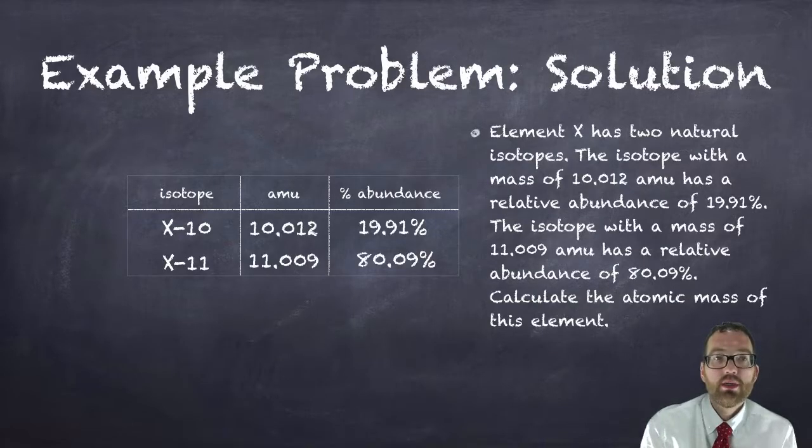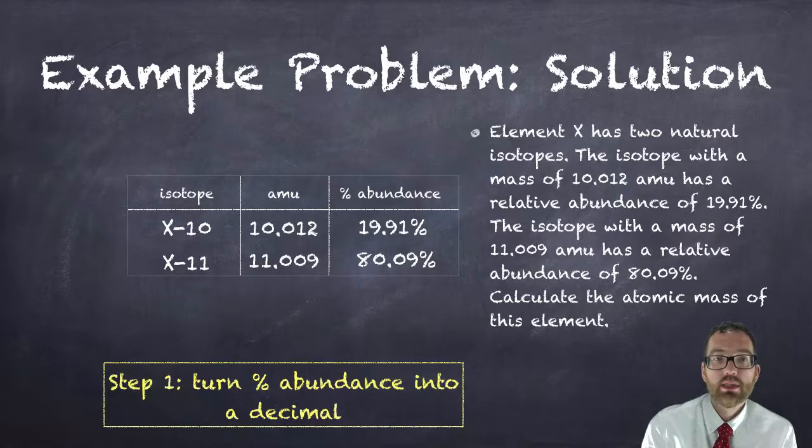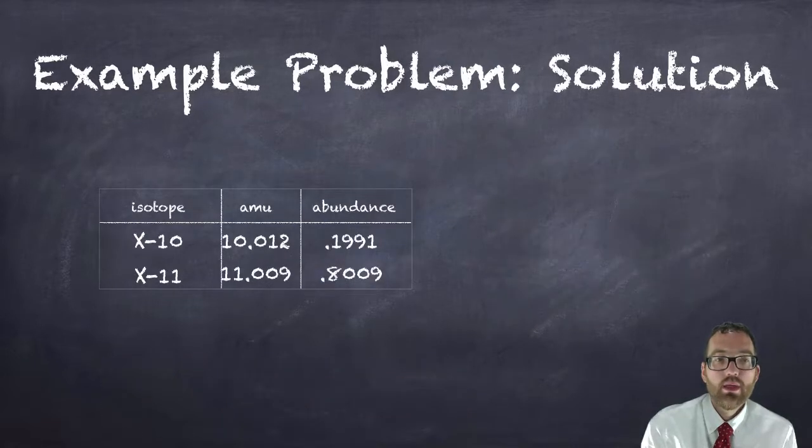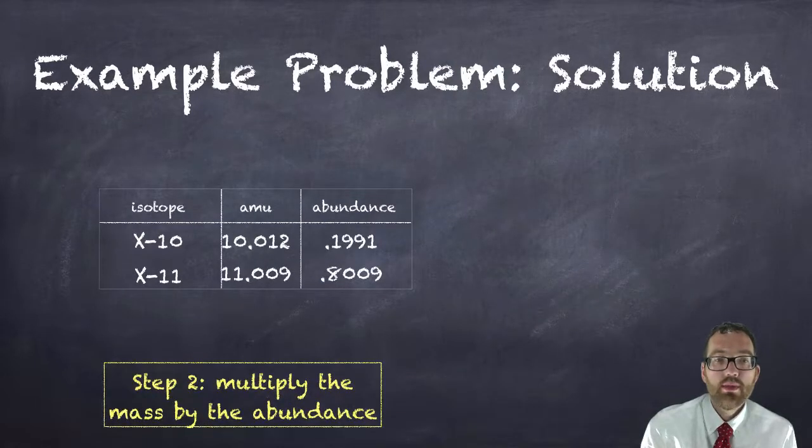Okay, so here's my chart. Here's my 2 isotopes, and I have a column for their atomic mass unit, which was given in the problem, and I have a column for their percent abundance, which was also given in the word problem. So step number 1 is we want to turn those percent abundances into decimals. So we just move the decimal place 2 places to the left, and I get 0.1991 and 0.8009.